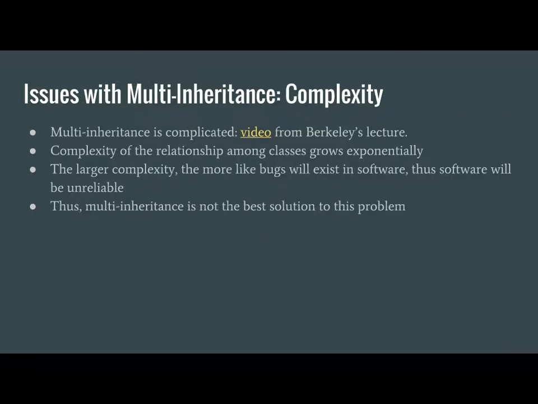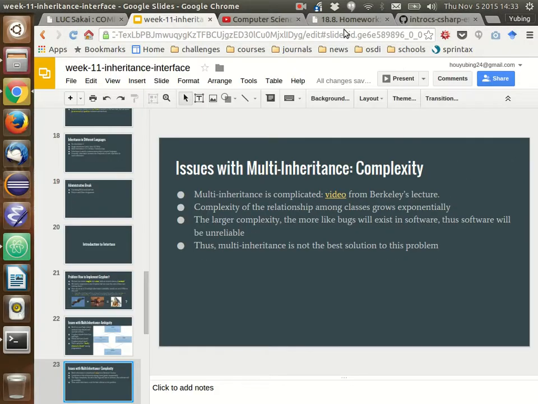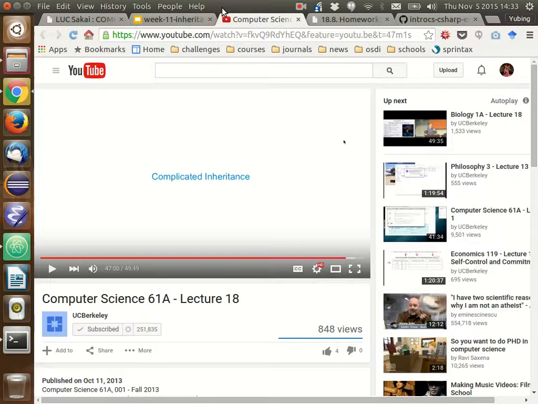And another problem of multiple inheritance is its complexity. It's complicated because if you have one class inherit from multiple classes, you have a lot of complicated relationships. How complicated is that? Well, I will have an awesome instructor from Berkeley to explain that to you guys.